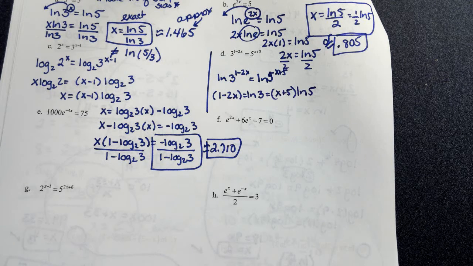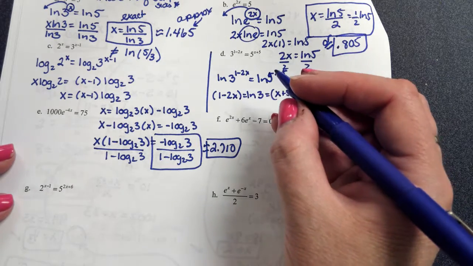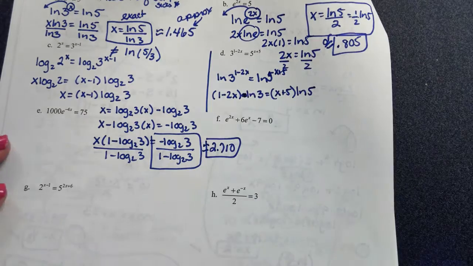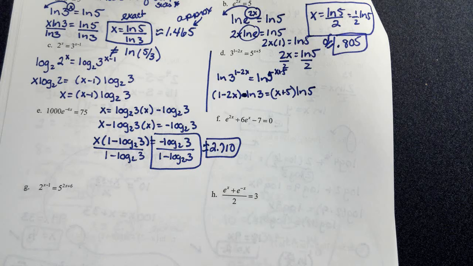Why did it do equals? I don't know. This should be times. There. Yes, 1 too many equal signs. Okay.